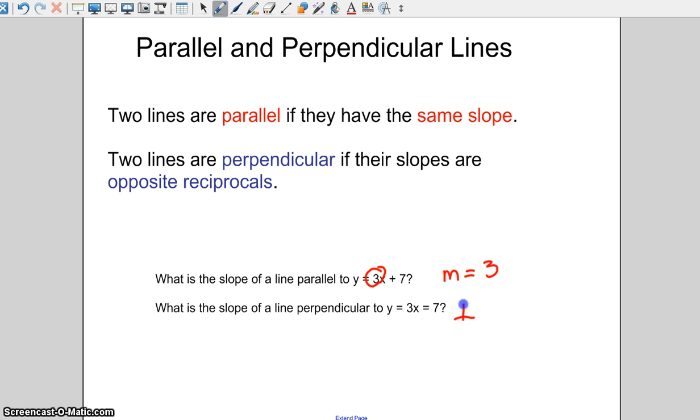A perpendicular line would have a slope of negative 1/3. And I apologize for the typo. This is supposed to be a plus right there. So the perpendicular slope is the opposite sign and the reciprocal.